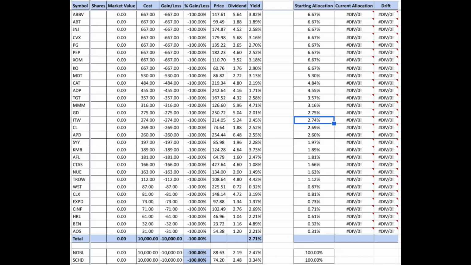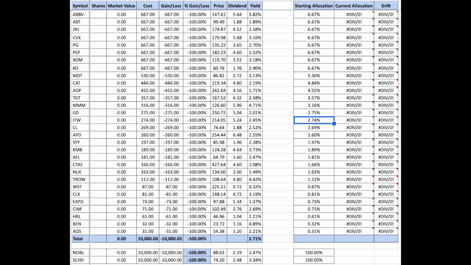Here are the remaining allocations in order from highest to lowest. Medtronic has an allocation of 5.3%. Caterpillar has an allocation of 4.84%. ADP has an allocation of 4.55%. Target has an allocation of 3.57%. 3M Company has an allocation of 3.16%. General Dynamics has an allocation of 2.75%. Illinois Tool Works has an allocation of 2.74%.